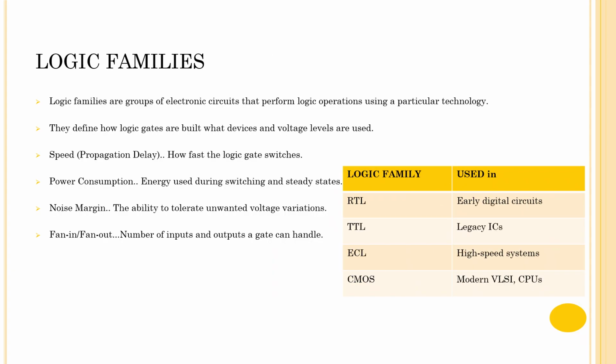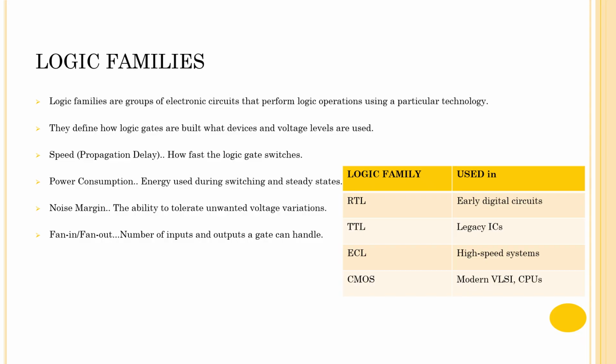Now that we have seen how logic gates and circuits work, let's understand how they are physically built. That's where logic families come into play. So, what exactly are logic families? They are basically groups of electronic circuits that perform logic operations like AND, OR, and NOT, but built using different underlying technologies. In simple words, they define how your gates are constructed, what devices are used, and what voltage level represents logic 0 and logic 1.